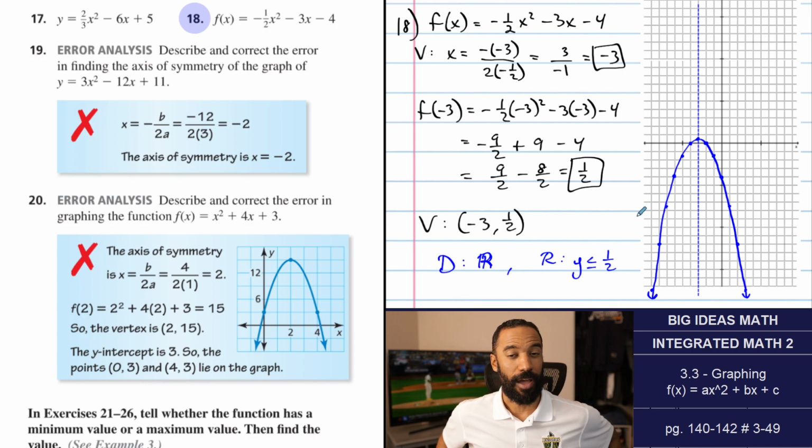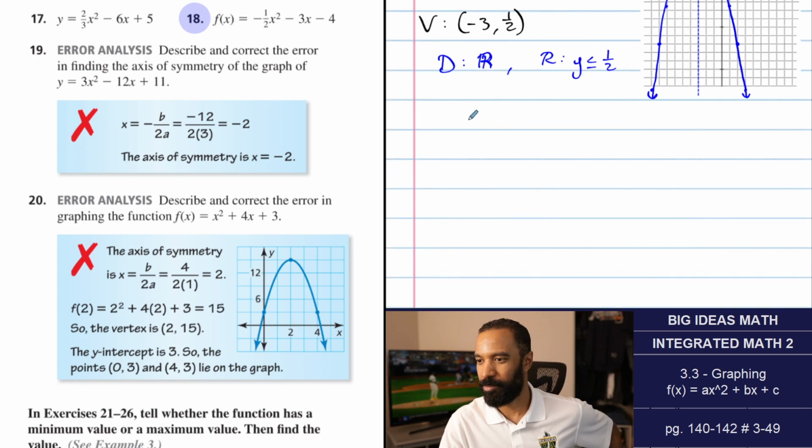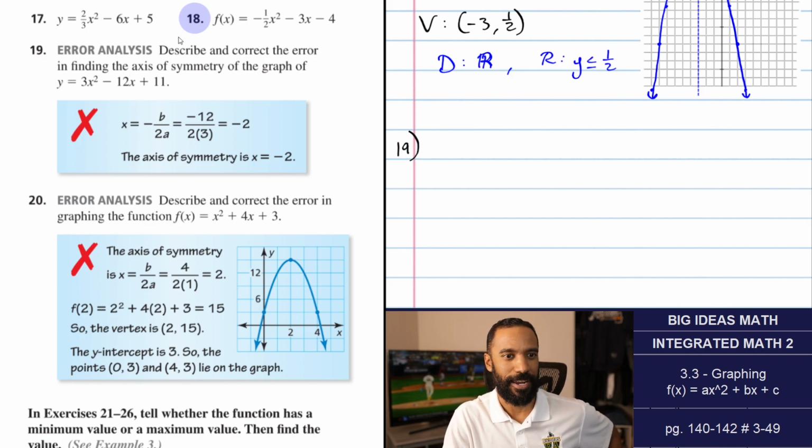I probably don't have to do much graphing after that, which is cool. But we are going up to number 49. All right, maybe we do have to do some graphing the word problems. Let's see. Numbers 19 and 20, error analysis.